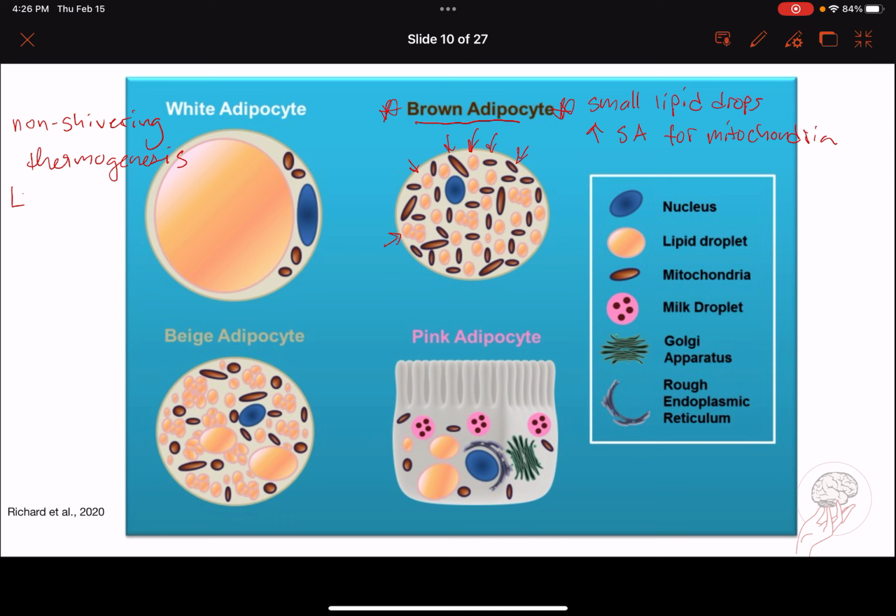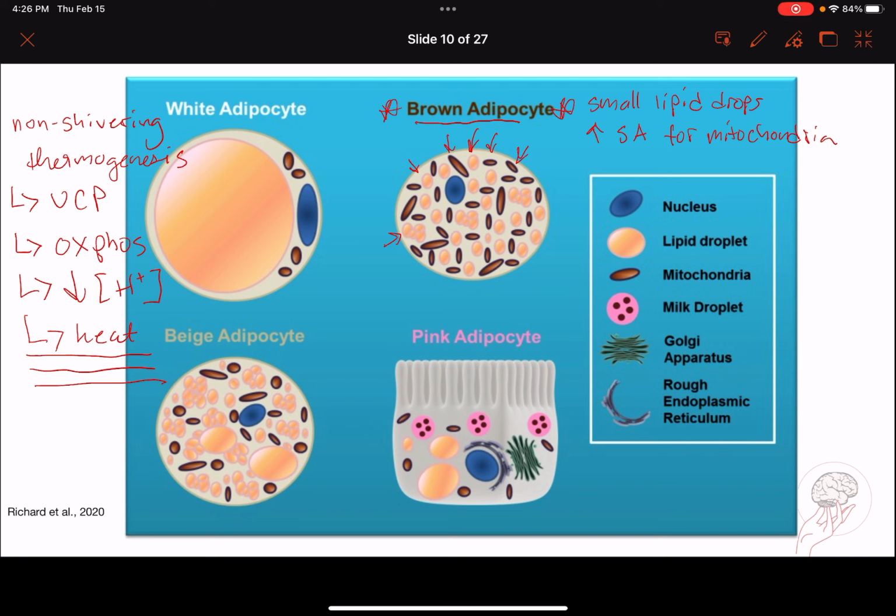And they're doing this through uncoupling proteins. They're uncoupling OXPHOS. That means they are decreasing the proton concentration gradient, and they're generating heat. This process is what makes brown adipocytes more metabolically active.